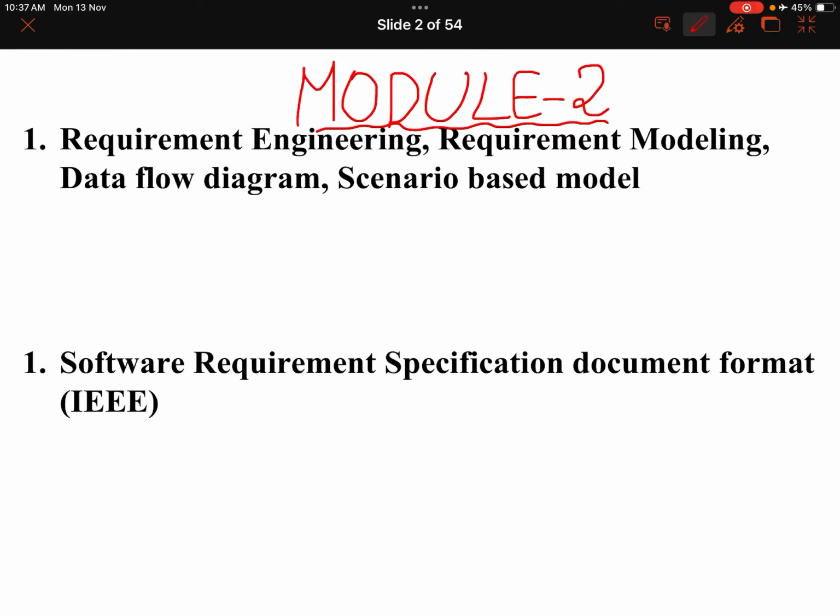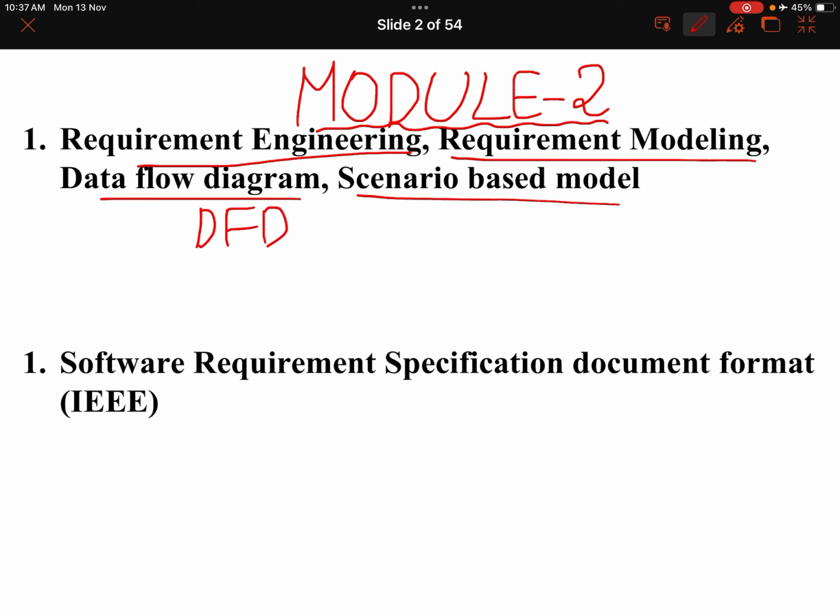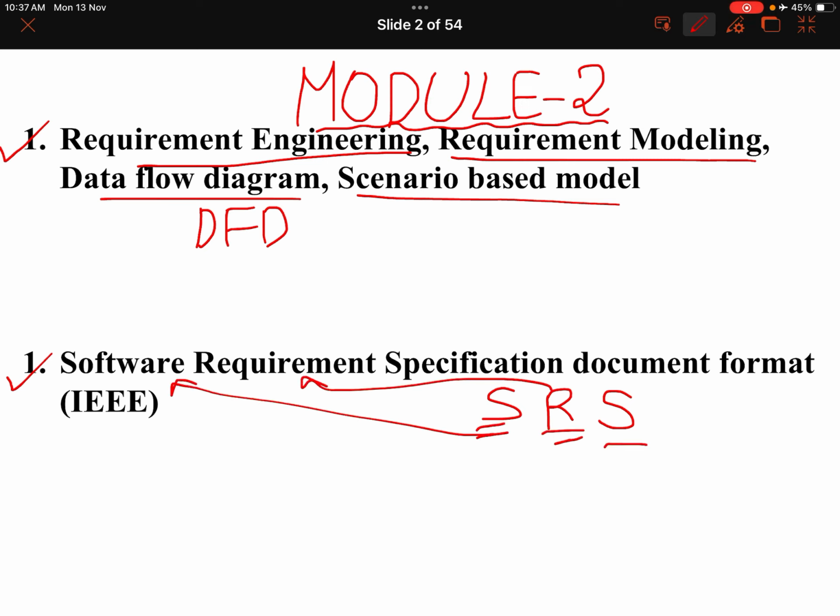So module number 2 is requirement analysis, under which we are going to learn about requirement engineering, requirement modeling, DFD, that is your data flow diagrams, scenario based models. And the second part we are going to learn is the software requirement specification document in the IEEE format. Software requirement specification is the SRS document. S stands for software, R stands for requirement, and S stands for specification. So this is your SRS document.